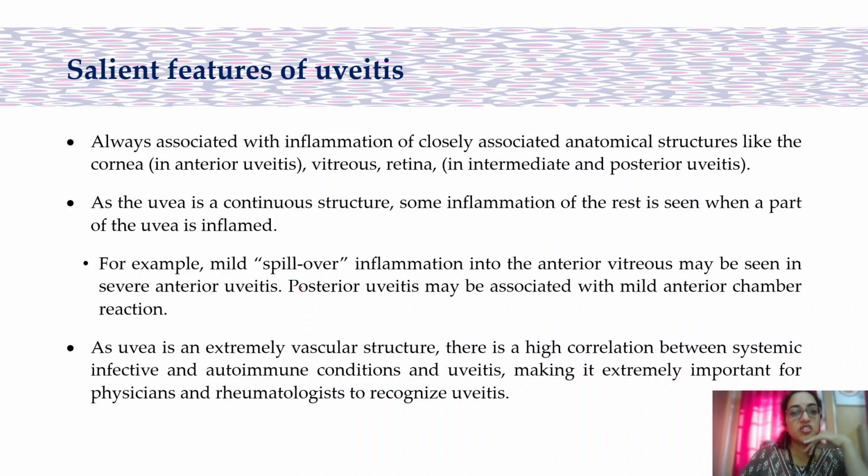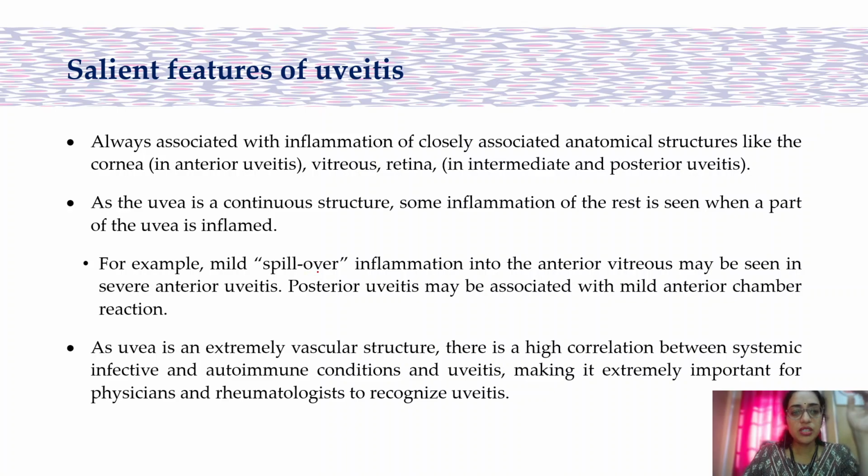So what are the salient features of uveitis? Uveitis is associated with the inflammation of closely lying anatomical structures. Suppose there is inflammation of the iris, there will be some amount of inflammation of the corneal endothelium. That is why you get those keratic precipitates, where the cells go and stick themselves to the endothelium. If there is posterior uveitis, there is some amount of vitritis. If there is anterior uveitis, some of the cells spill into the posterior segment and you get spillover vitritis.